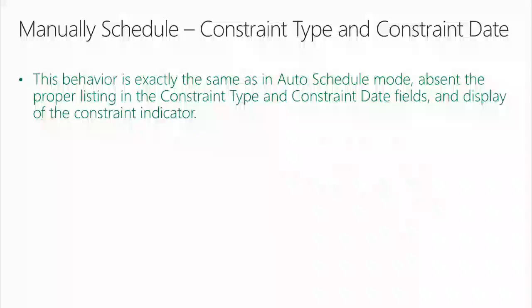This behavior is exactly the same as in auto-schedule mode, absent the proper listing in the constraint type and constraint date fields and display of the constraint indicator. Okay?